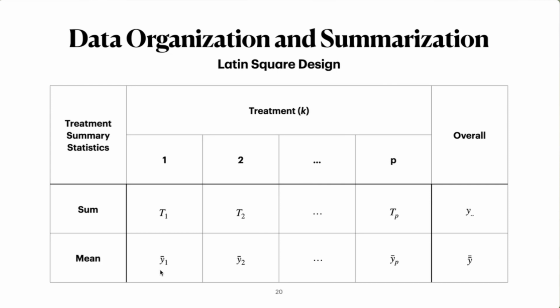And then we can also calculate the sample means of the treatments. Y bar 1 would be the average of the observations for the experimental units that have received treatment 1. Y bar 2 is the average of the observations from the experimental units that have received treatment 2, and so forth. And then finally, over in this last column, we have the overall sum of the observations, Y dot dot, the sum of all of the observations in the experiment. And then we have the overall mean for all of the data in the experiment, Y bar bar. We've seen that notation as well.